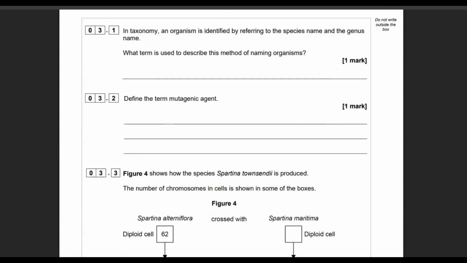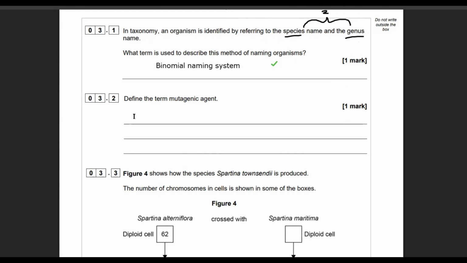Lovely jubbly. Right, 3.1. In taxonomy, an organism is identified by referring to the species name and the genus name. What term is used to describe this method of naming organisms? So genus and species, we use 2 things. So it's called the bi-naming system, the 2 name system, binomial. So it's the binomial naming system. You can just put binomial.